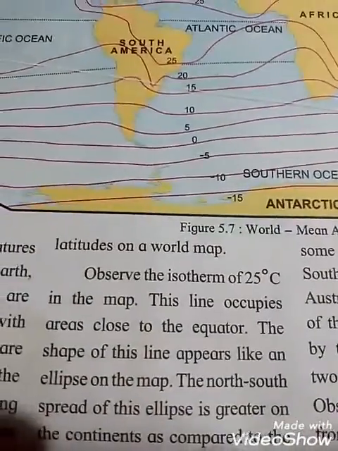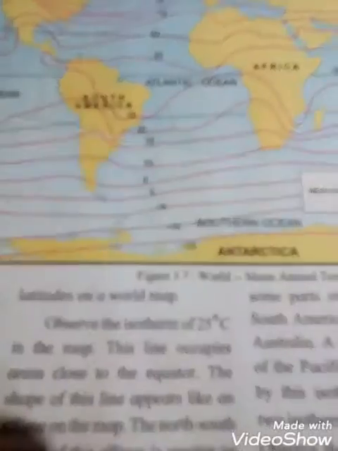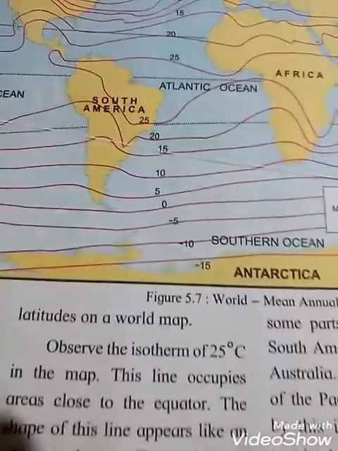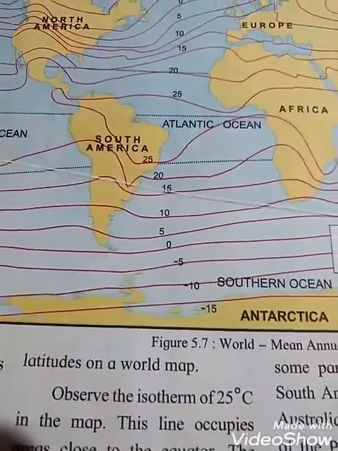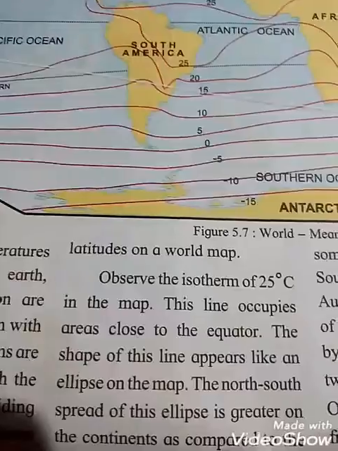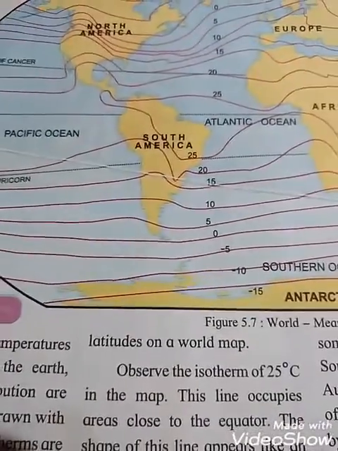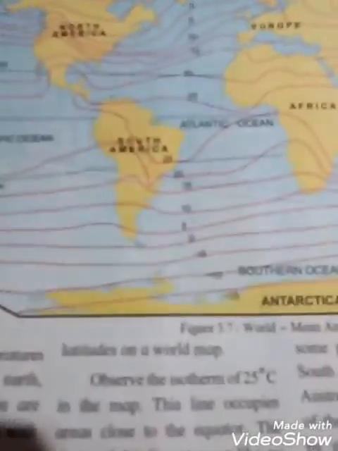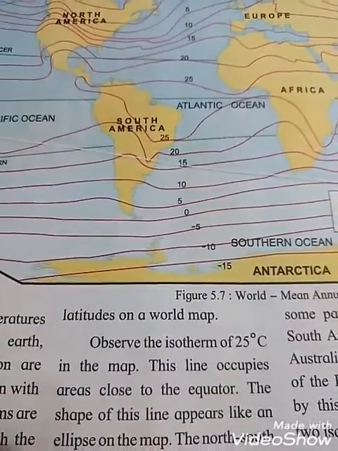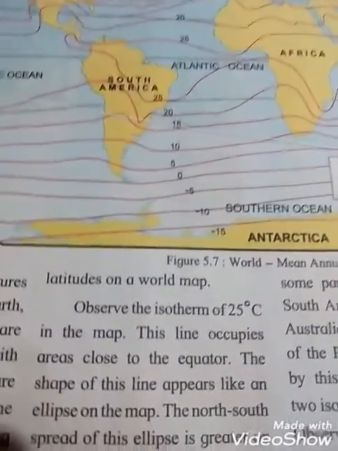These lines generally appear parallel to the latitudes on the world map. Observe the isotherm of 25 degrees Celsius. Can you see that? Afterwards, these lines occupy areas close to the equator. The equator is always 0 degrees, and the 25 degree line is very close to the equator. Can you see that 25 degree line?